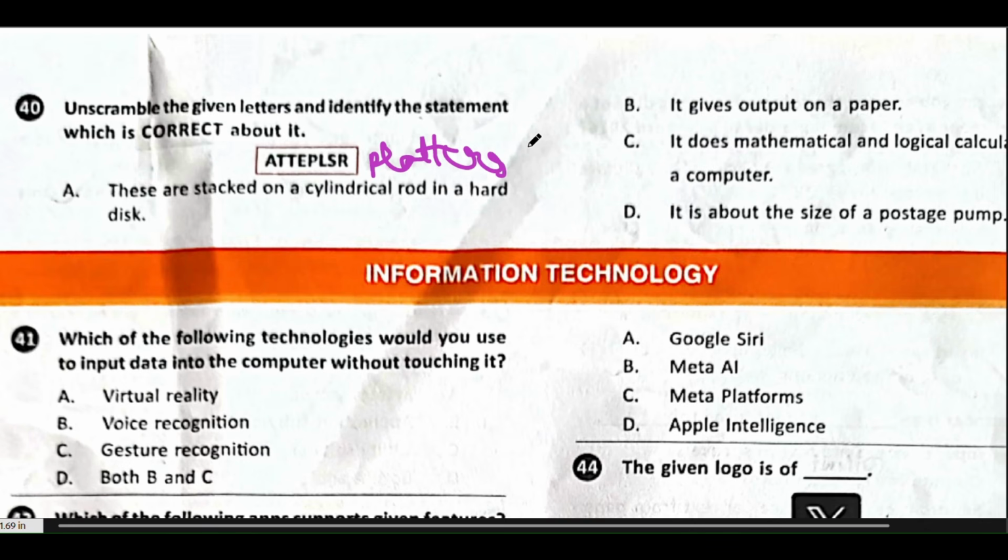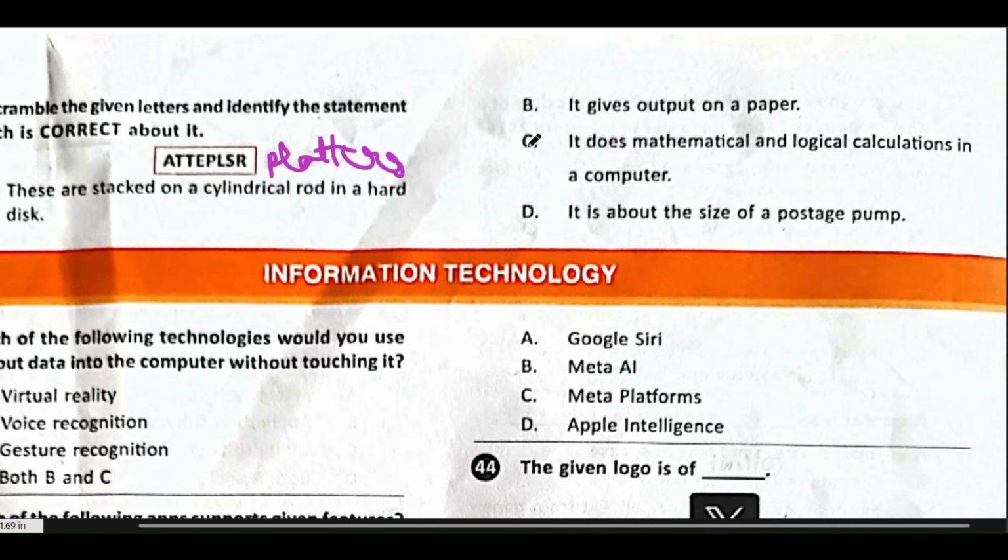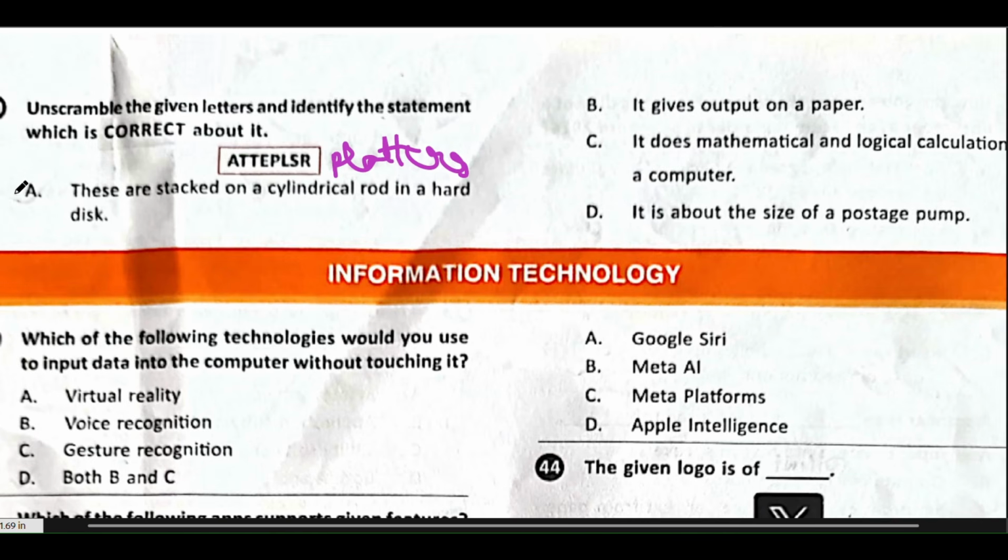A. These are stacked on a cylindrical rod in a hard disk. B. It gives output on a paper. C. It does mathematical calculations and logical calculations in a computer. D. It is about the size of a postage stamp. So the option correct about platters is option A. So option A is the correct answer.